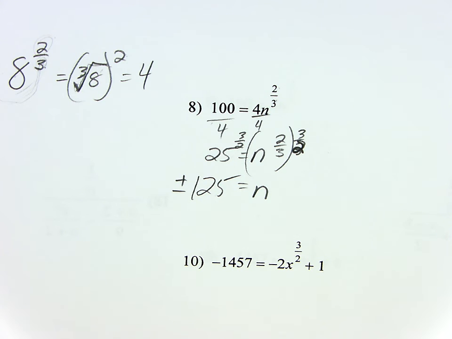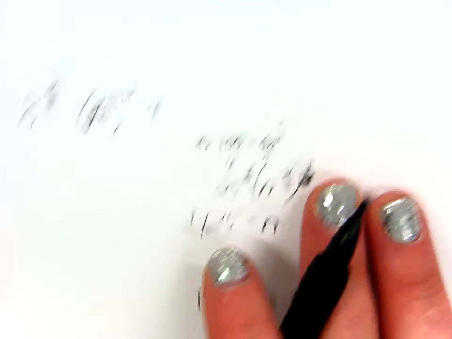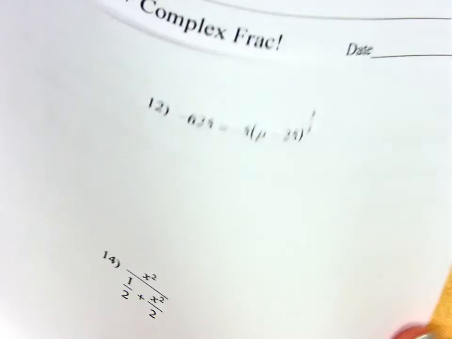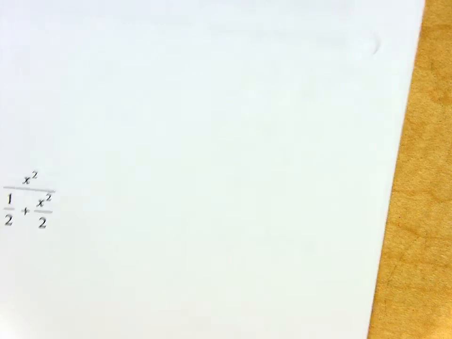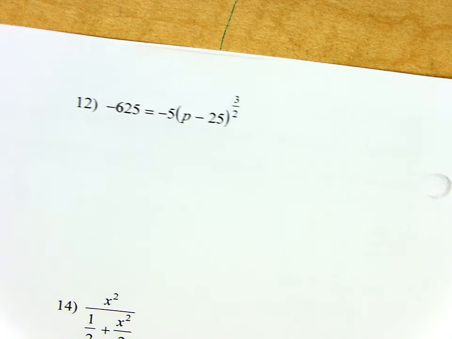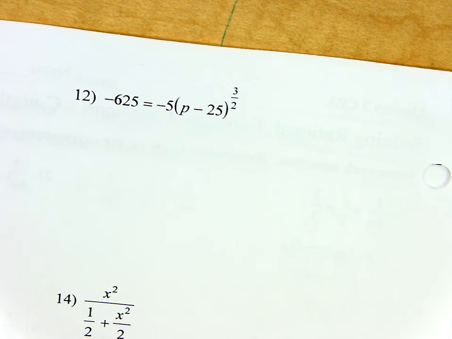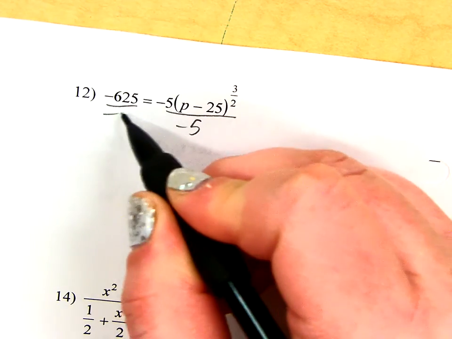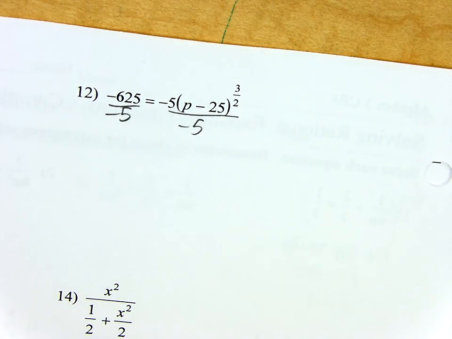All right, let's jump to one like 12. What do you think you do first? Yeah, let's divide by that -5 right away. And then go ahead and finish that problem, and we'll see if we all end up in the same spot.